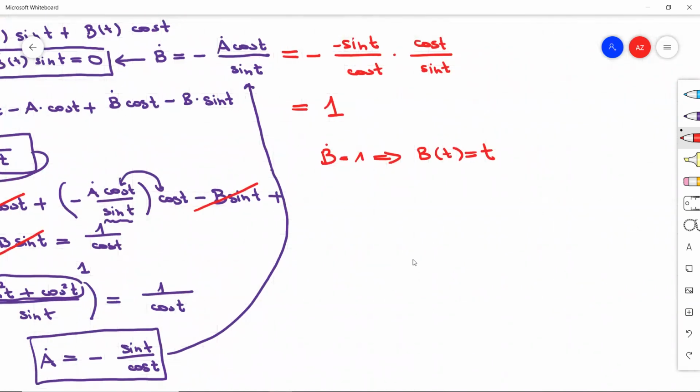Just one question: why I just wrote b(t) is t? Why I just neglected the constant? Why can we neglect the constant? In fact, you remember from calculus, it should be b of t equals t plus some constant c. But why can I just plug c equals 0?